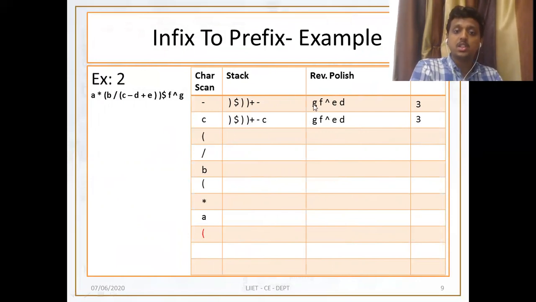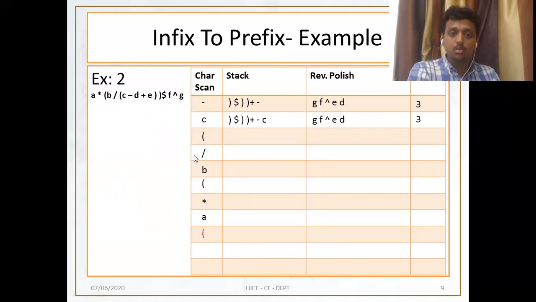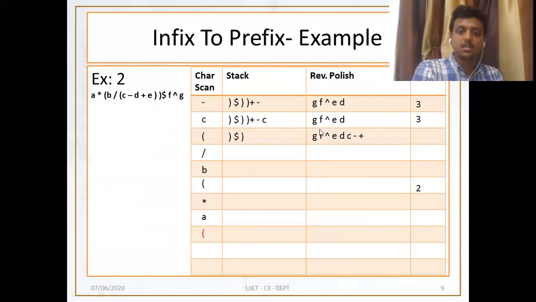You just need to pop out each and every element from the stack until you get the first closing bracket. This opening and this closing both will get cancelled out. And this C minus plus will be popping out from the stack and appending to the reverse polish. So the answer is this: C minus and plus. Now division, push the division. Now B, push the B.